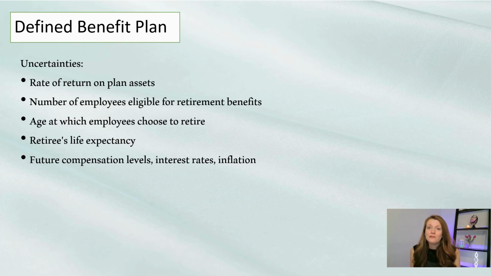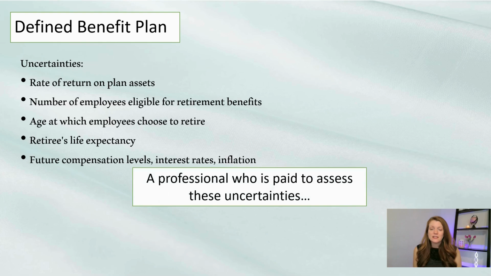And then we have the future compensation levels. We're going to pay them their retirement benefit based on their final salary. So we don't know exactly what that's going to be either. All of these are major uncertainties that we have to consider.